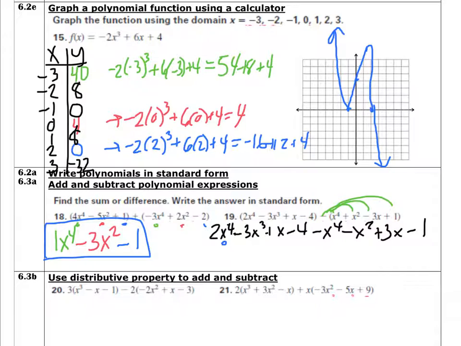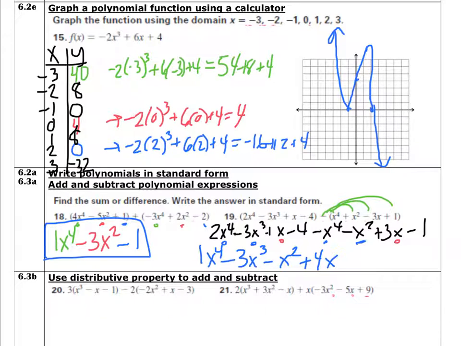So our x to the fourths are right here. We have 2x to the fourth minus 1x to the fourth, which leaves us with 1x to the fourth. The next would be the cubes. So we have a -3x cubed and no others, so I'll just write -3x cubed. In terms of the squareds, we have a -x squared. Then we do have 1x and we have a 3x as like terms. That combined together is going to be a 4x.